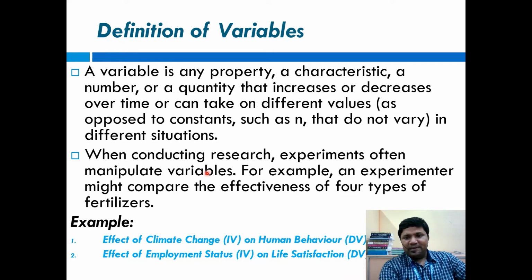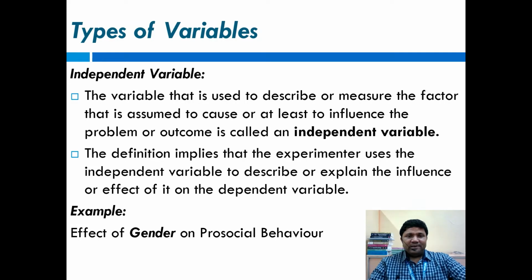And in experimentation, we always make manipulation in independent variable, because dependent variable is dependent on the independent variable. For example, I have given two examples here: effect of climate change on human behavior, and second, effect of employment status on life satisfaction. So here, why climate change and employment status are independent variable? Because here we are free to choose the different levels. So in next slide we will discuss also types of variable.